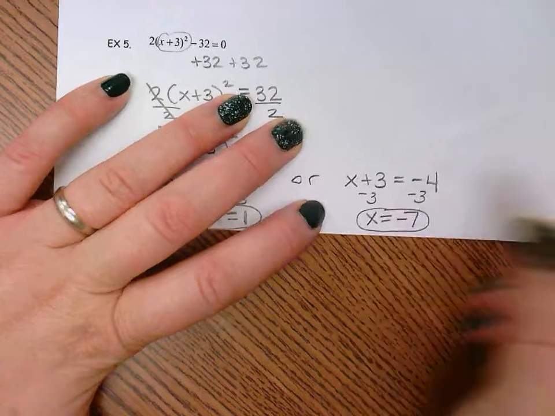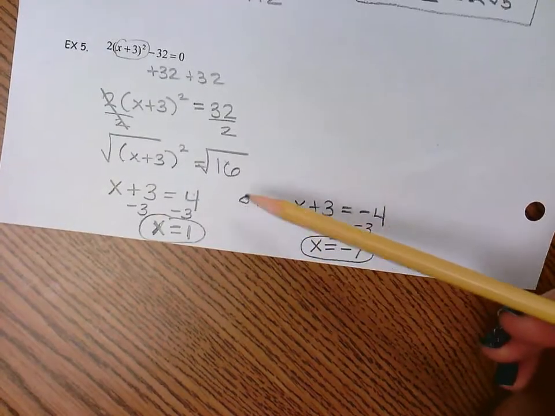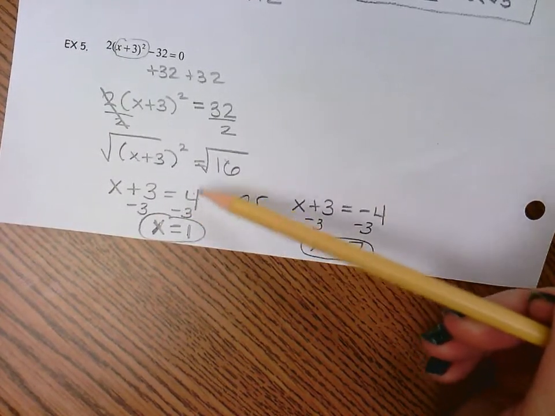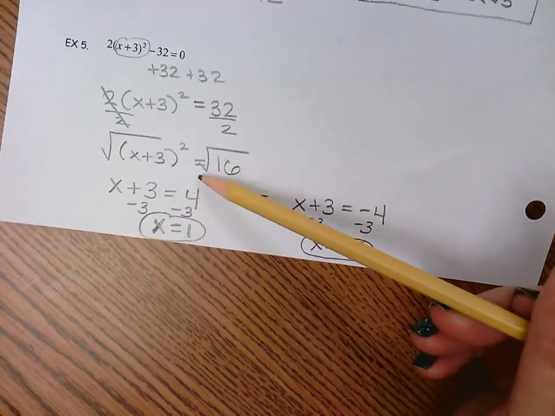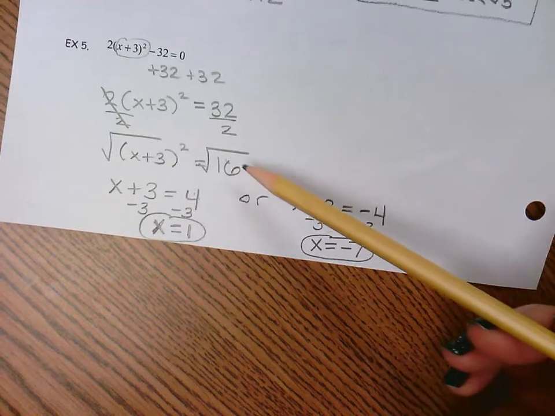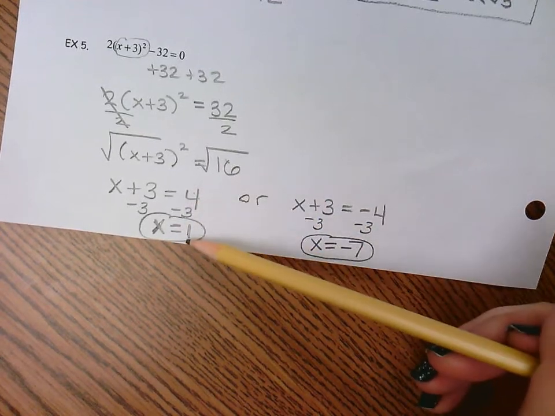So you want to be careful. If you get an integer, you don't want to write plus or minus 4, and then this becomes plus or minus 1. This is 4, this is negative 4. So when you subtract 3, you get 1 or negative 7.